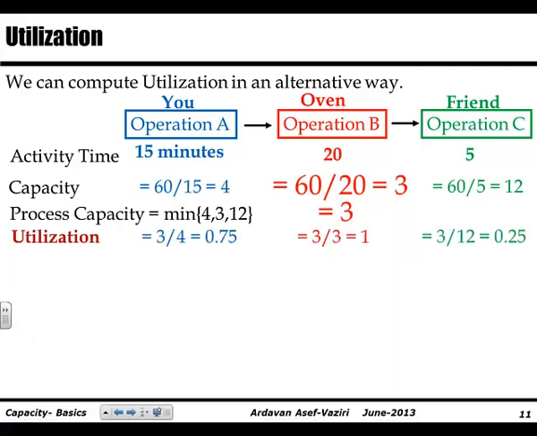So, utilization is 0.75, 1, and 0.25, which is what we have already got. No operation can perform at more than 100% capacity, let alone what some people say, that we are performing at 120% of capacity. We will discuss it later.